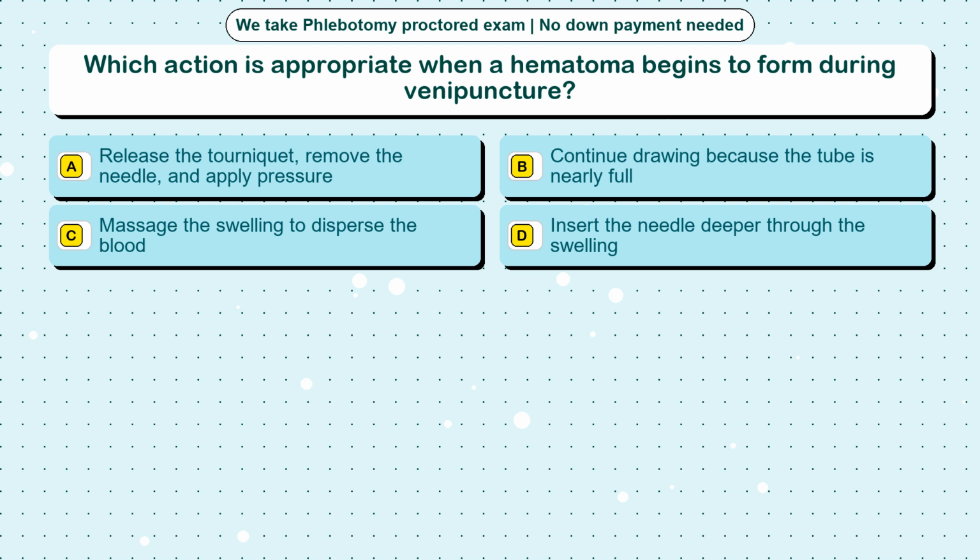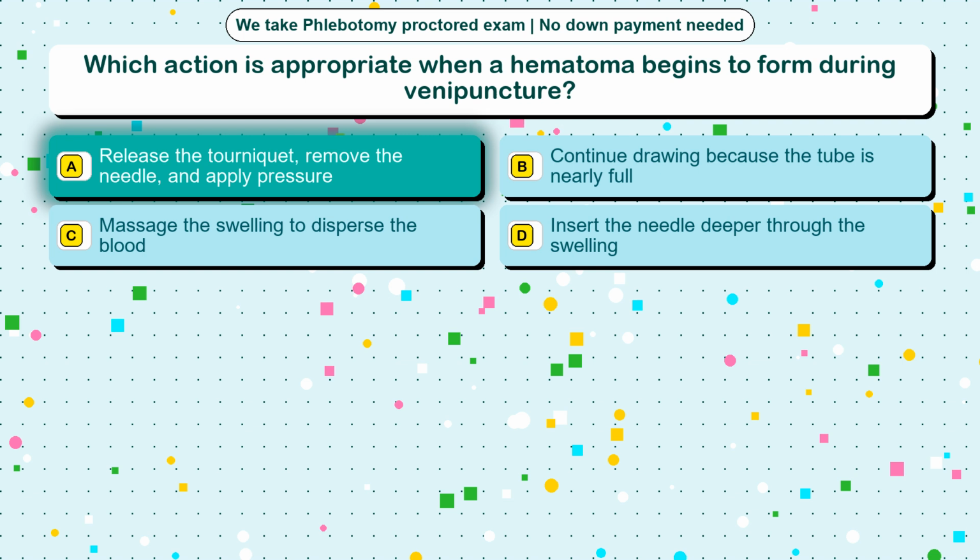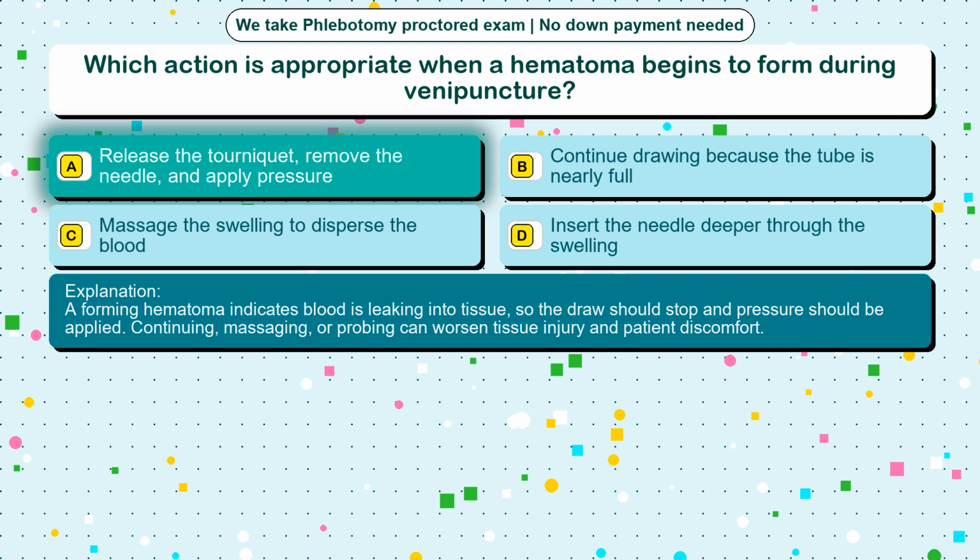Option B, continue drawing because the tube is nearly full. Option C, massage the swelling to disperse the blood. Option D, insert the needle deeper through the swelling. The correct answer is option A, release the tourniquet, remove the needle, and apply pressure. A forming hematoma indicates blood is leaking into tissue, so the draw should stop and pressure should be applied. Continuing, massaging, or probing can worsen tissue injury and patient discomfort.